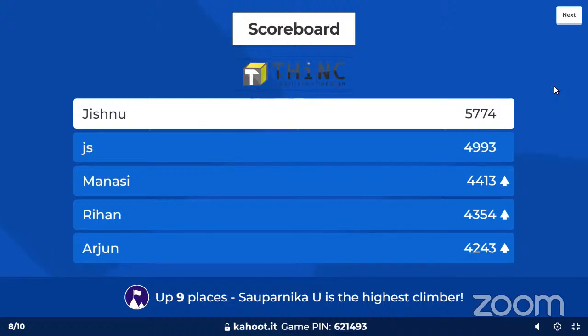JS on second with 4,993 points. Manasi on third with 4,413 points. Rihan on fourth with 4,354 points. And Arjun on fifth position with 4,243 points. And special mention for you, Saubarnika. Saubarnika, you are the highest climber on this round.